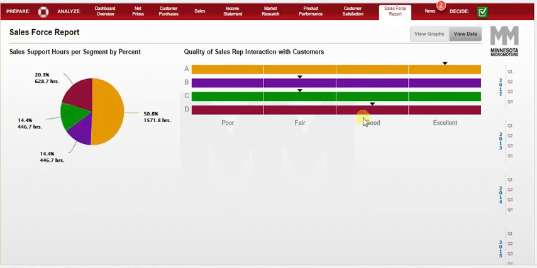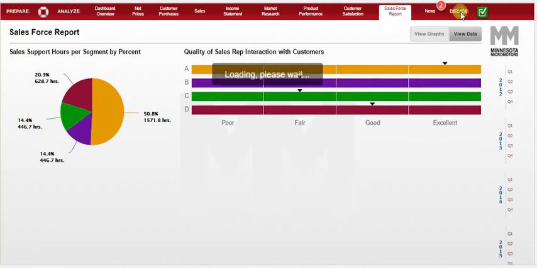And then here's the sales force. It's 4 hours per segment by percent here, and then quality of sales rep, which also is just spending more time with these groups than with A, so you can average it out to make the different segments more equal.